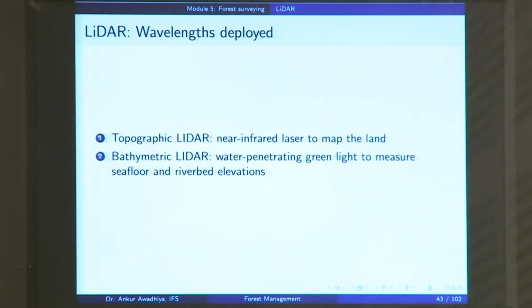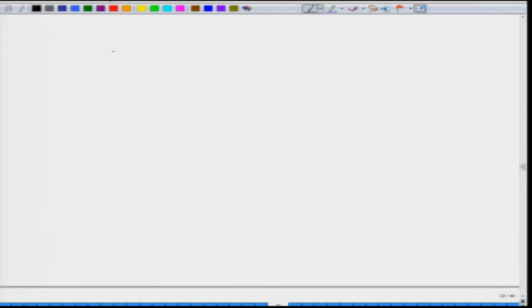Now, why do you need these different wavelengths? It is because when you have your laser and it is interacting with the surface, different things are happening. The first thing is that some amount of the energy is interacting with the medium.